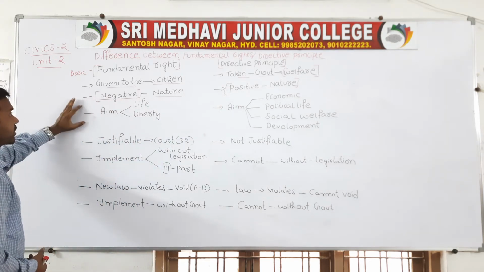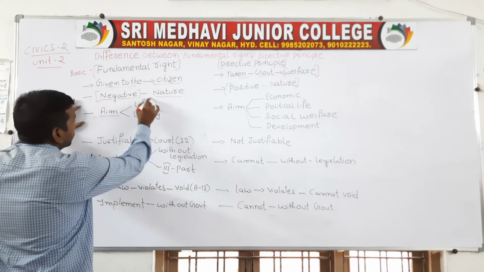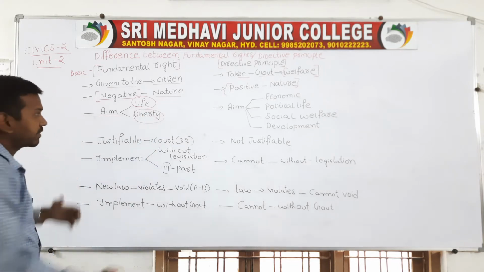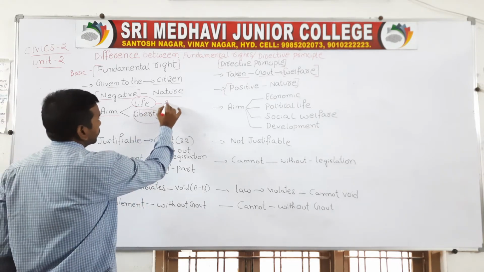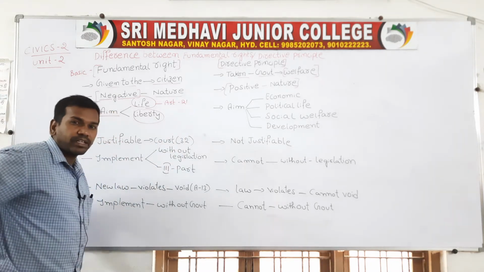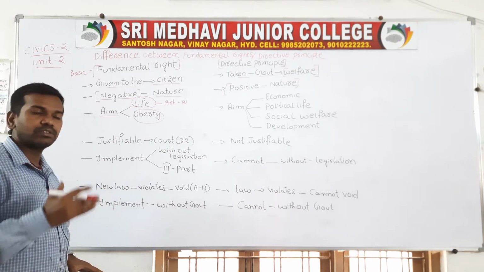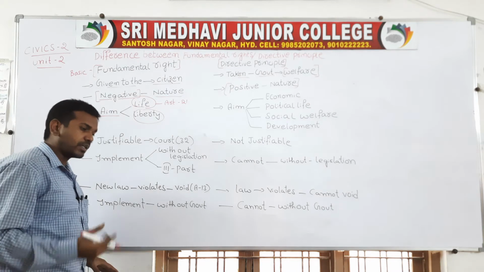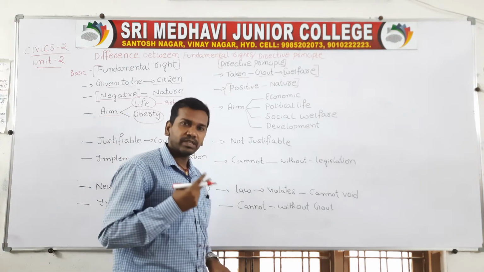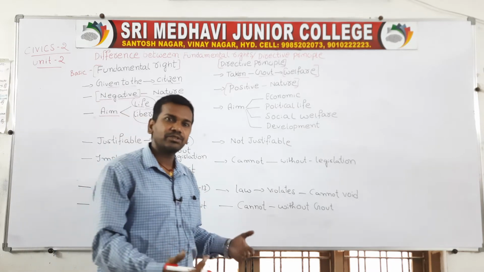Now, when we talk about aims, what is the aim of fundamental rights? The aim of fundamental rights is to protect life and also liberty, according to Article 21, which includes the right to life. So the first important aim of fundamental rights is to protect the life of the citizens and also to provide liberty and freedom. Liberty and freedom are two important parts that every citizen requires. If citizens have life, only then can they enjoy the fundamental rights.